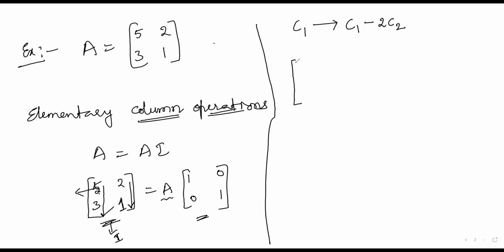Now this column 1 is changed. I should not write the same thing. 5 and 3 is column 1, and this is changed. How is it changed? C1 minus 2 C2. Now 5 became what? 5 minus 2 times C2, where C2 is 2 corresponding to this 5. So 5 becomes 1. So you write 1 here. That is the reason we have done this. I want to make 5 into 1. 5 minus 2 times 2 is 1. That is the reason I did C1 minus 2 C2. You got this point?